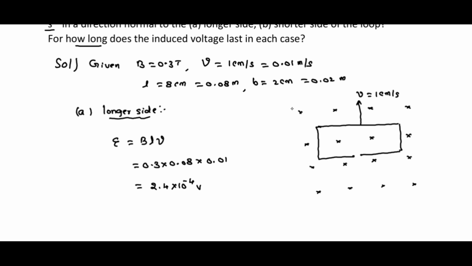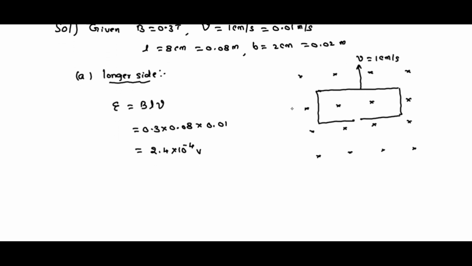And how long does the induced voltage last in each case? Until there is a change of flux through this loop, the induced voltage will be present. So the time duration can be calculated. T is equal to b divided by v. That means how much distance it is traveling, 2 centimeter. The b value is 2 centimeter, that is 0.02 divided by 0.01, 2 seconds.